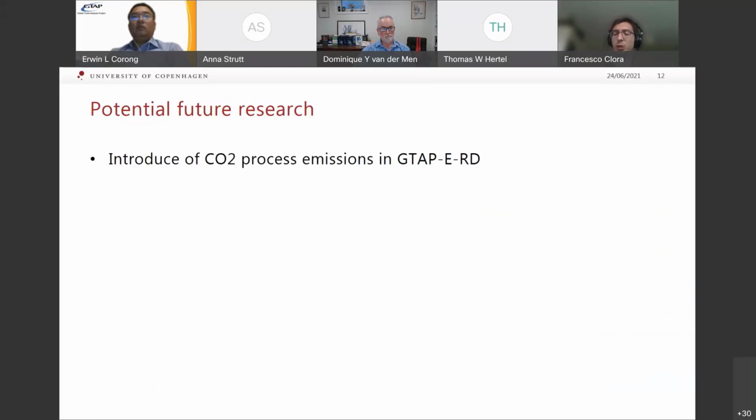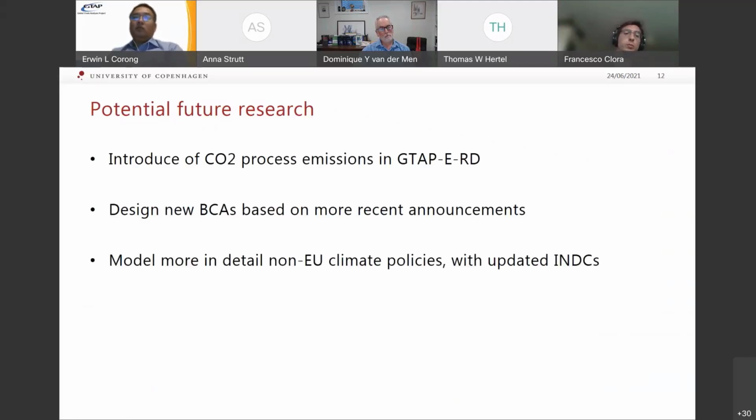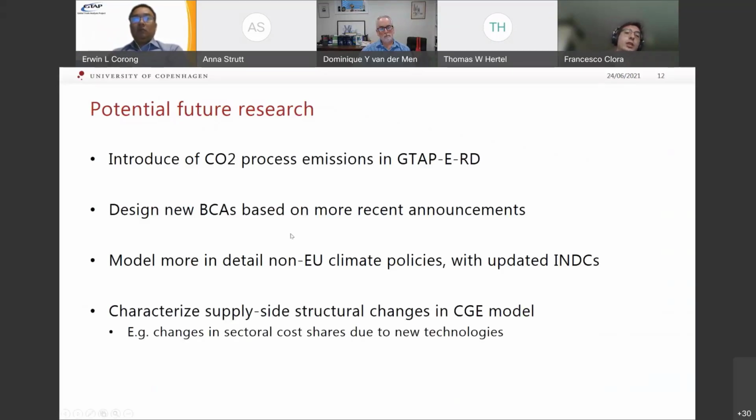what is potential future research for the study? So we could introduce CO2 process emissions in the GTAP-E modeling framework. We could design a new border carbon adjustment based on more recent announcements. We could model in more detail new climate policies, for example, with updated INDCs. And finally, we could characterize supply-side structural changes within the CGE model. So, for example, changing sectoral cost shares due to the implementation of new technologies.